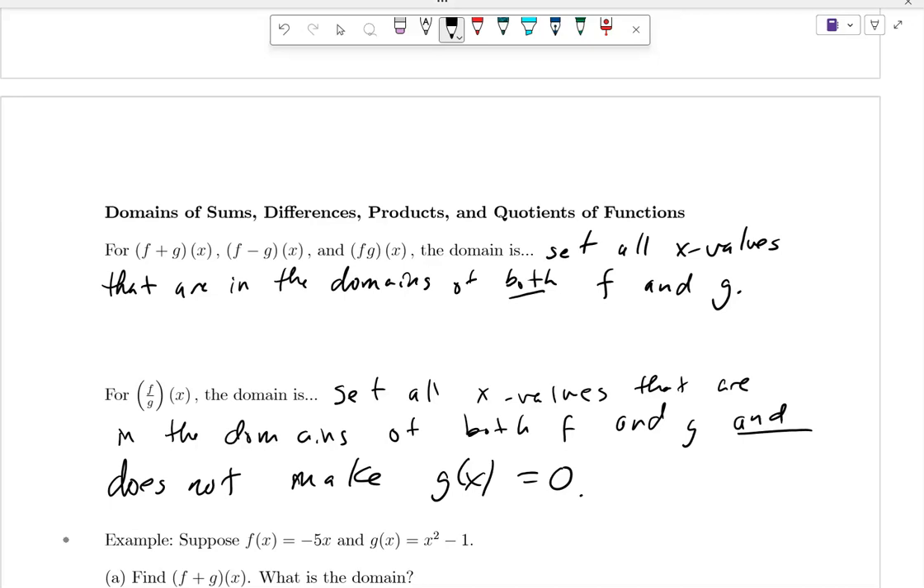Breaks the space-time continuum. Causes dogs and cats to live together. Anyway, so you got to be careful when dividing by 0.